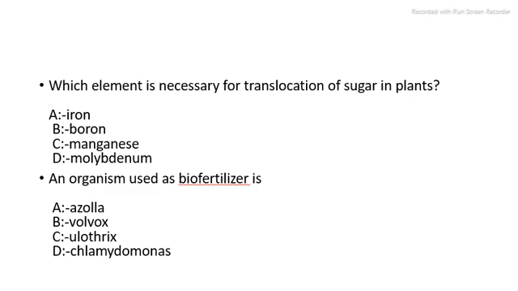Next question, which element is necessary for translocation of sugar in plants? Option A, iron, option B, boron, option C, manganese, option D, molybdenum. Correct answer is option B, boron is the element necessary for the translocation of sugar in plants. Next question, an organism used as biofertilizer is option A, azolla, option B, volvox, option C, ulothrix, option D, chlamydomonas. So biofertilizer is option A, azolla.